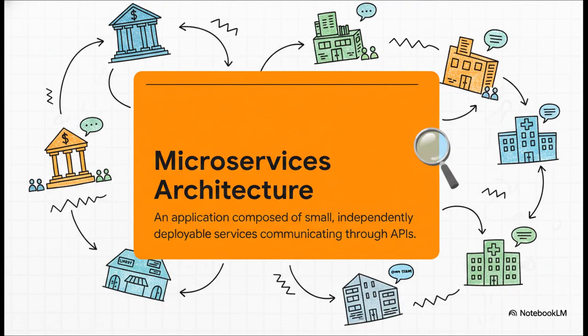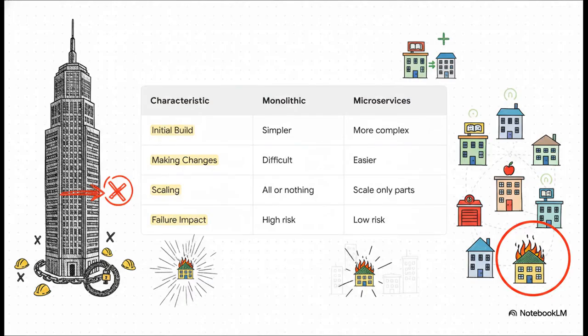And the neighborhood approach? That's what we call microservices. Here, every part of the city, the bank, the library, the hospital, is its own separate little building or service. They're all independent, they might even have their own teams working on them, but they can all talk to each other using the city's road network. Now this is where it gets really interesting, because it's all about trade-offs.